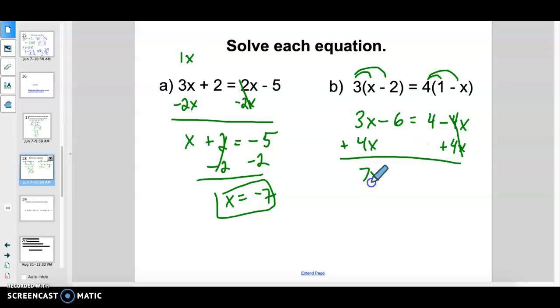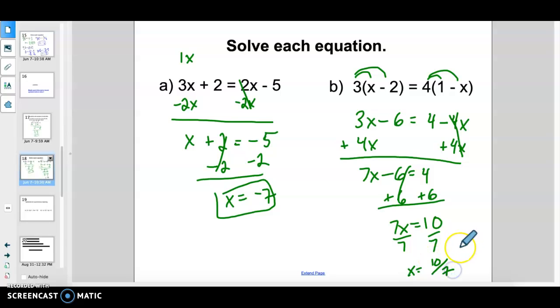So we get 7x minus 6 equals 4. Add 6 to both sides. 7x equals 10. So it looks like we're going to get a fraction for this answer. So x is going to equal 10 over 7. So then if you want to check that answer, you could plug it back into your x's to make sure that we did it correctly.